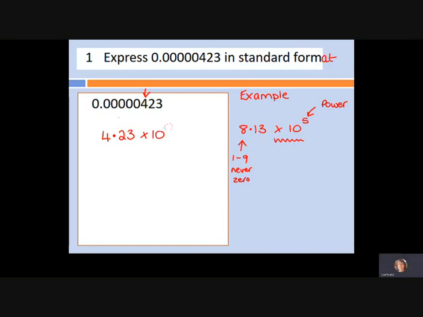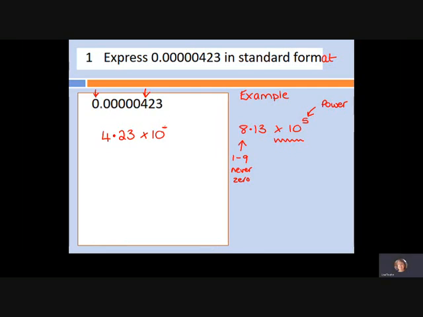Now, how we decide on that power, one of 2 things. If there's a 0 at the front of your ordinary number, that means that it's a very tiny number and it's under 1. If it's under 1, we work with negative powers. If there was a bigger integer in front of the decimal, like a 1, 2, 3, 4, or 5,000, then we would be working with a positive power.